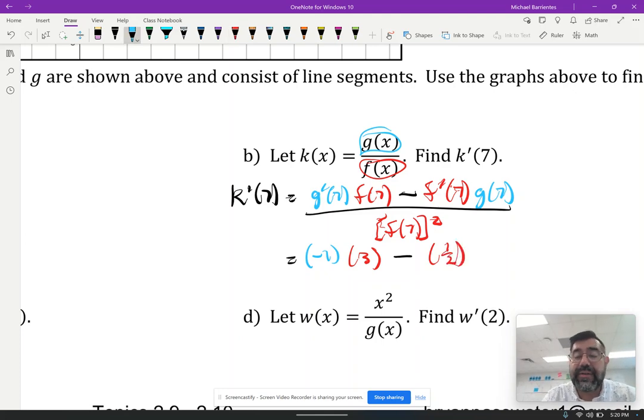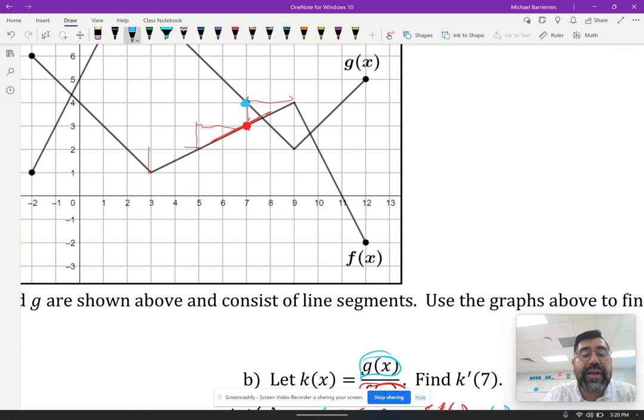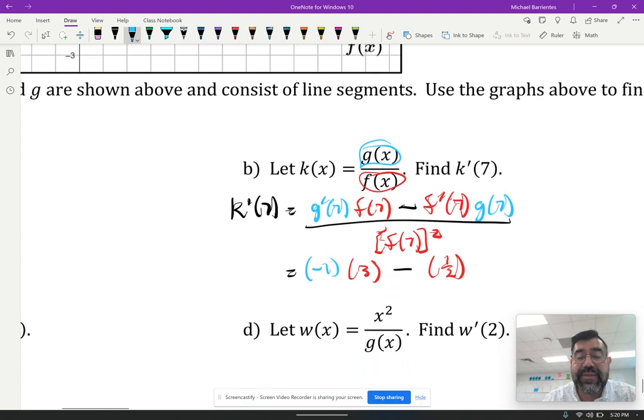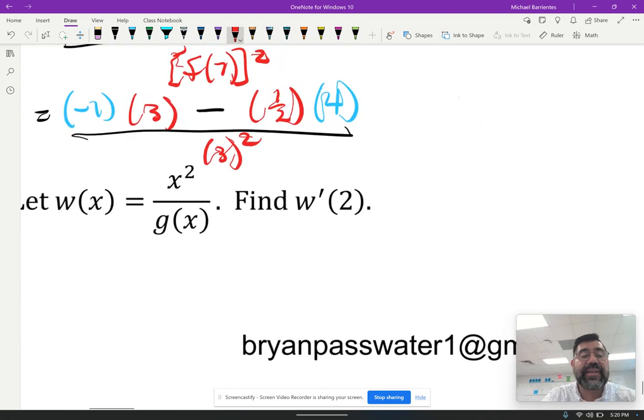And then we find g of 7. So what's the y value here on the g graph when x equals 7? I believe that's 4. And we said that f of 7 was 3. So then this is just 3 squared. This is what's going to produce my answer for this problem.